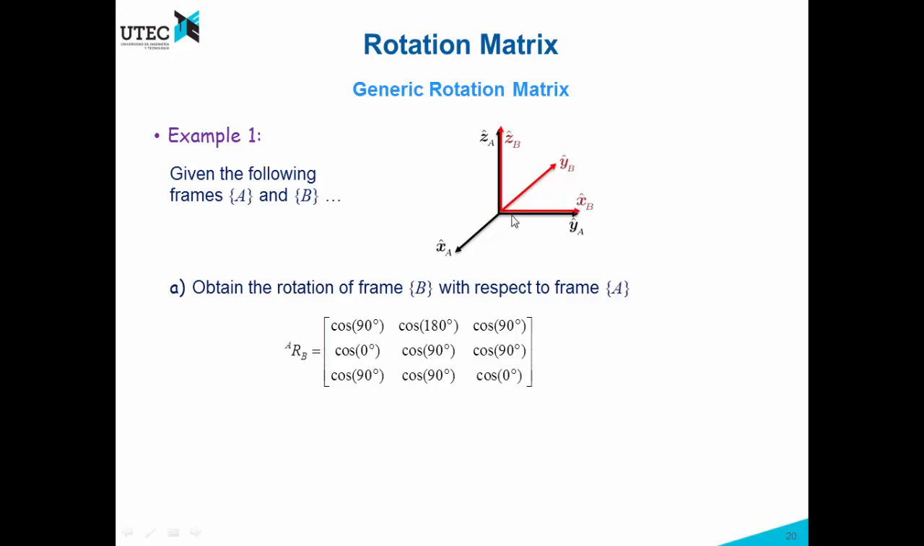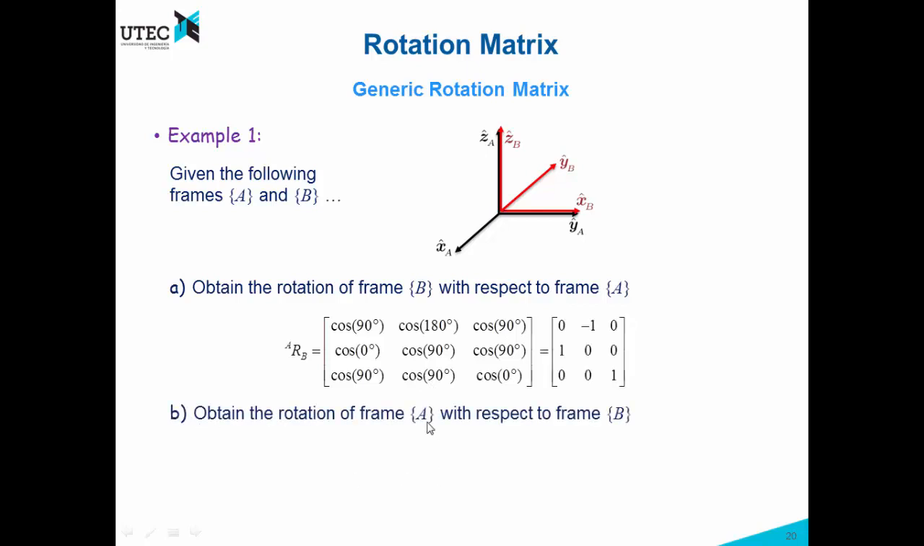So this XB, the dot product of this XB with this XA would be just cosine of 90, because these are unit vectors. So I just care about the cosine of 90 here. Then XB with YA, there's no angle here, so it is cosine of 0. XB with ZA, the angle is 90, so this is cosine of 90. Now for YB and XA, the angle is here 180. YB and YA, the angle is 90 here. And YB and ZA, the angle is again 90. And we do the same for ZB.